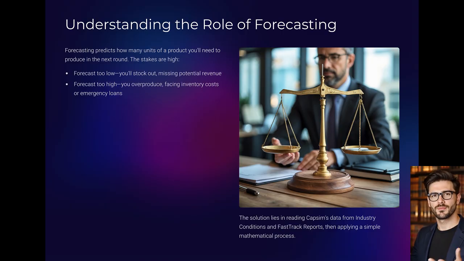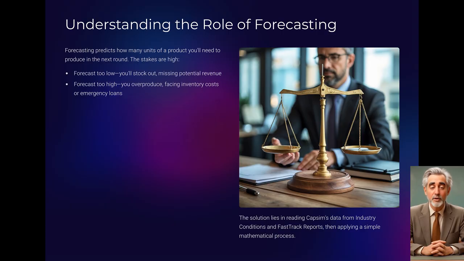Let's begin. Part 1, Understanding the role of forecasting. Forecasting is all about predicting how many units of a product you'll need to produce in the next round. Forecast too low, and you'll stock out, missing out on potential revenue. Forecast too high, and you overproduce, leading to inventory carrying costs, or worse, emergency loans. So how do we avoid both extremes? The answer lies in reading the data CapSim provides you, specifically from the Industry Conditions Report and the Fast Track Report, and applying a simple mathematical process that we'll now explore.